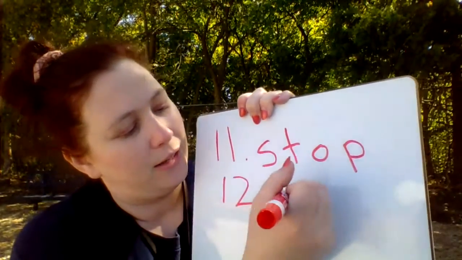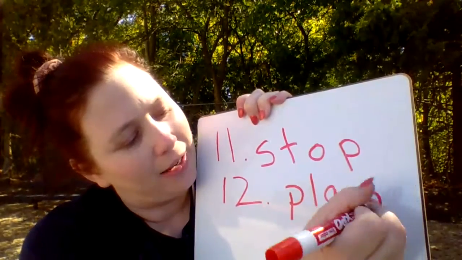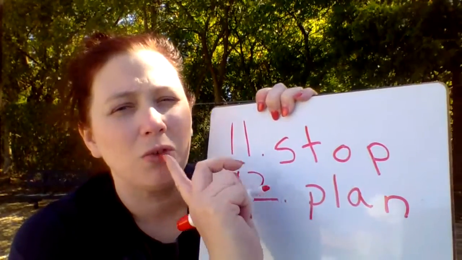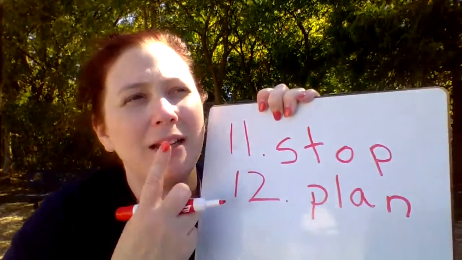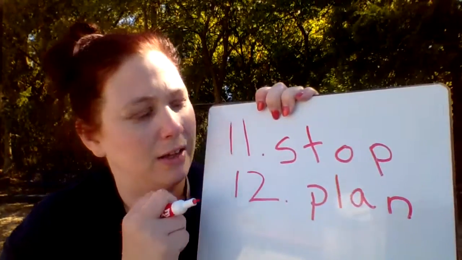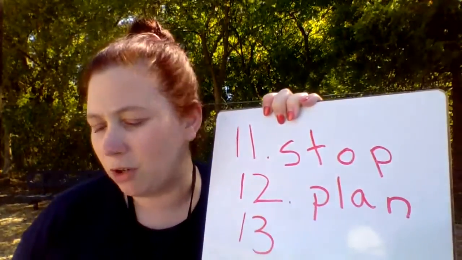P-l-a-n. Again, we have a blend here, but we don't really do anything with that because we can still hear each of those sounds in a blend. It makes the pl sound, but we hear the p and the l in there. Plan. All right, on number 13, we've talked about D.